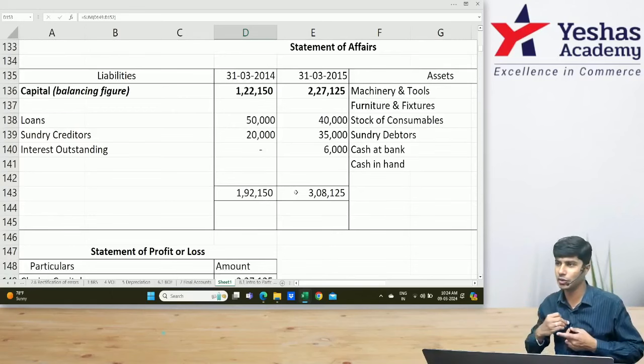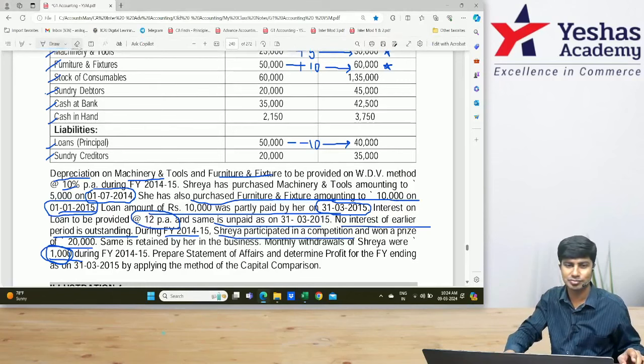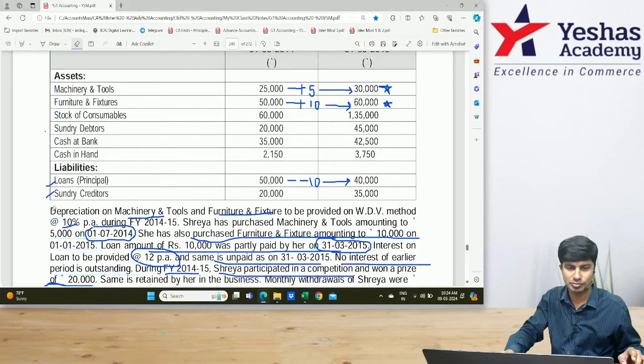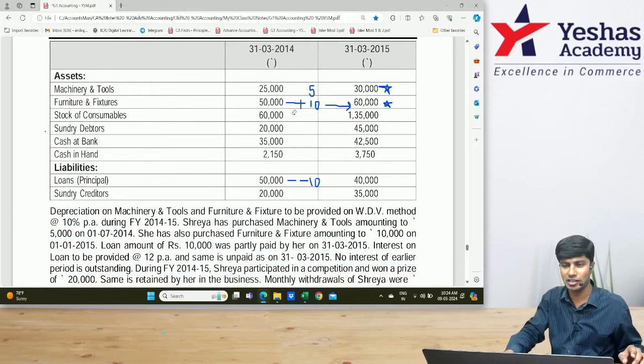You know how the next question is going to be? Once you know it. You did right now for how many years? 2 years data was given.